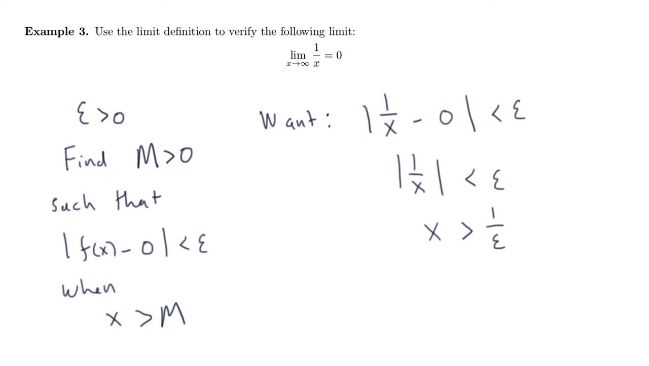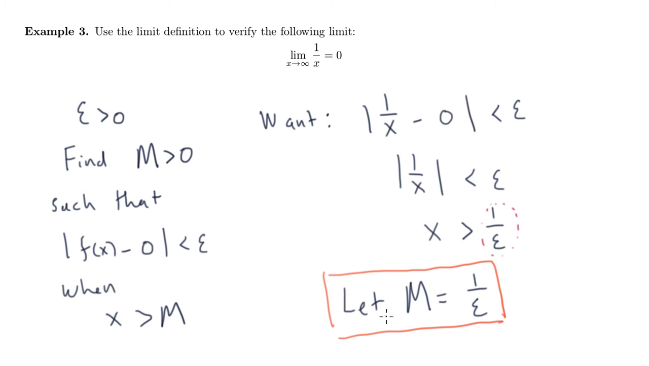But then why don't I just let m be 1 over epsilon? So if I let m be 1 over epsilon, then I'm done. Because if m is 1 over epsilon, and x is bigger than m, x is bigger than 1 over epsilon, that'll mean that absolute value of 1 over x is less than epsilon, and that's what I want to show.